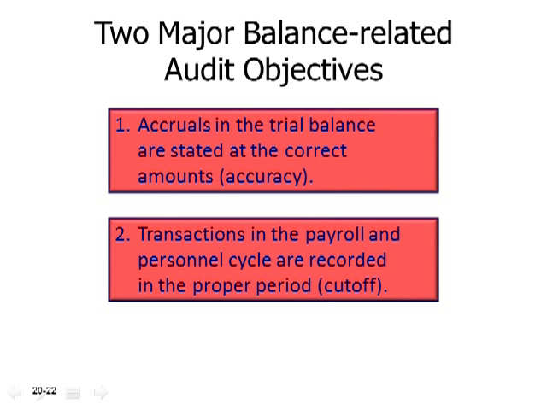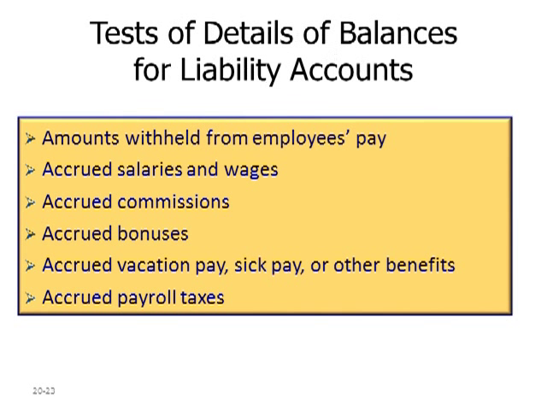And then these are the two major balance-related audit objectives that we talked about earlier: that accruals in the trial balance are stated at the correct amount, and that transactions in the payroll and personnel record are recorded in the proper period, testing for cutoff. And here we are talking about the different tests of the liability account balances that we would test as a part of our transaction testing.